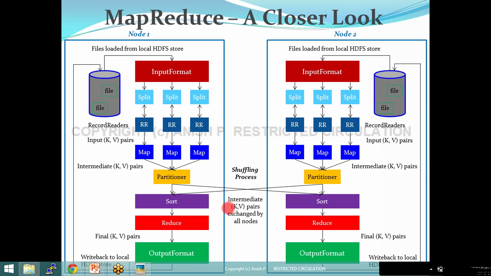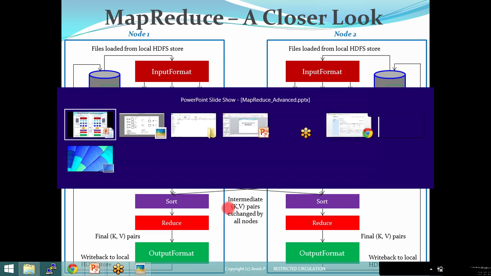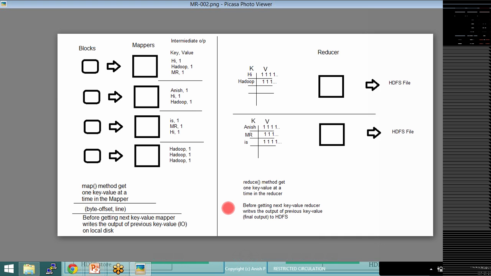Example on shuffling. Chetan, you think about it once again. Okay, let me show you here. The output of my mapper is this intermediate output, right? If you can recall the word count example, hi comma 1, Hadoop comma 1, MapReduce comma 1. Chetan, this is the actual example. This data, this hi, is going from here to here. From here to here. Okay? Good.